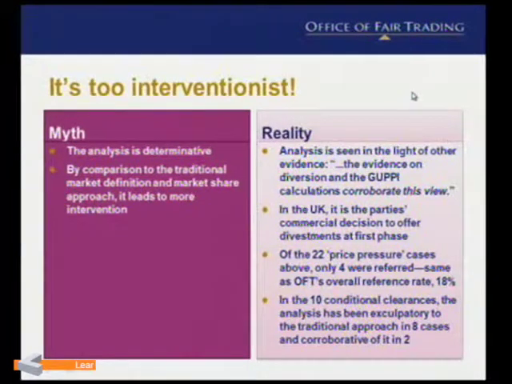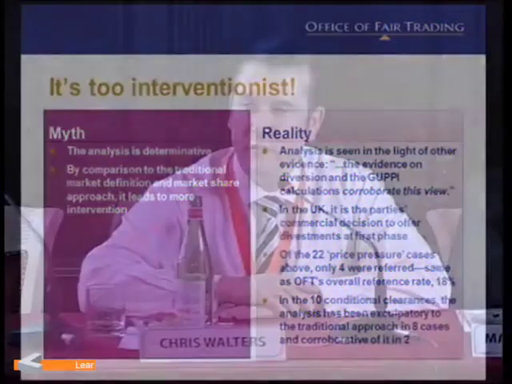So my last criticism, it's all too interventionist. And here, I think the commentary is that the analysis is determinative, and by comparison to the traditional approach, it leads to more intervention.